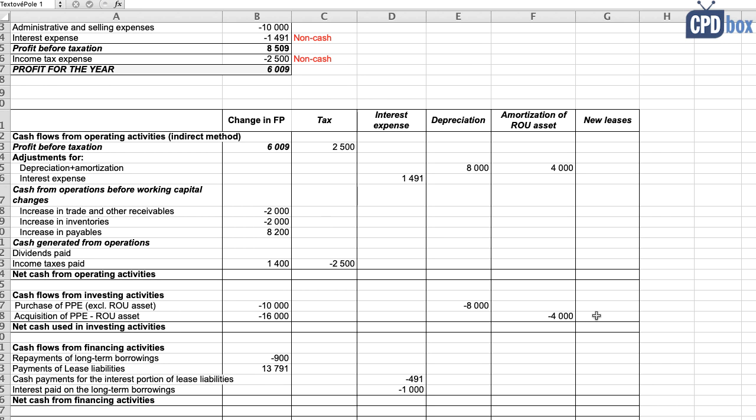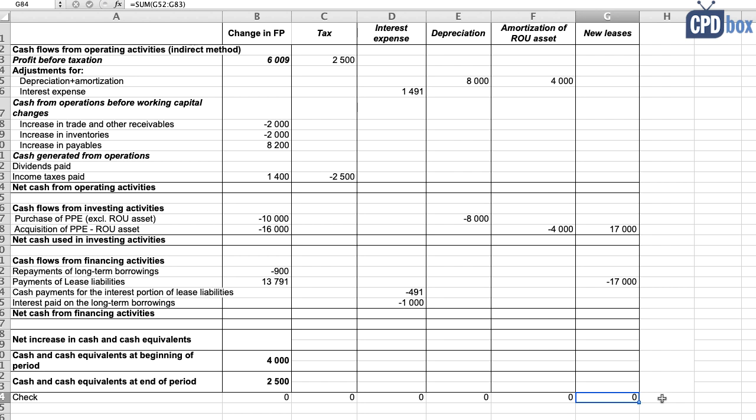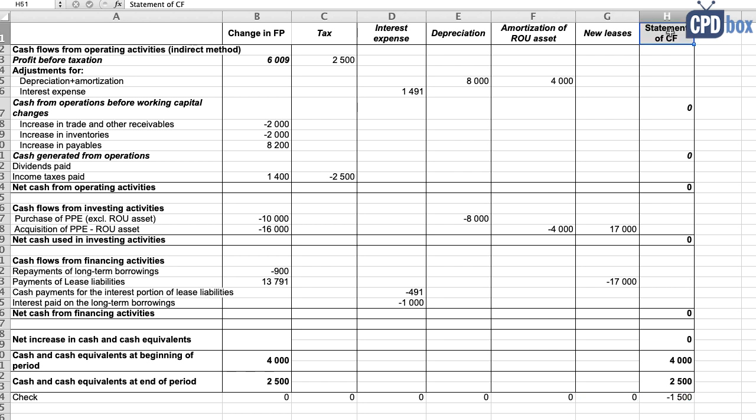So you need to add back the non-cash amount of acquiring new right-of-use asset of 17,000 currency units and deduct the non-cash amount of acquiring new lease liabilities of minus 17,000 currency units. And that's it. We're done with non-cash items for leases. And at this stage, we are almost done. Just add up all the columns line by line to get the actual statement of cash flows.